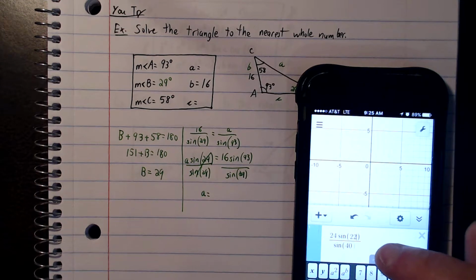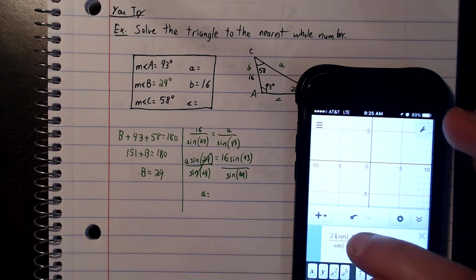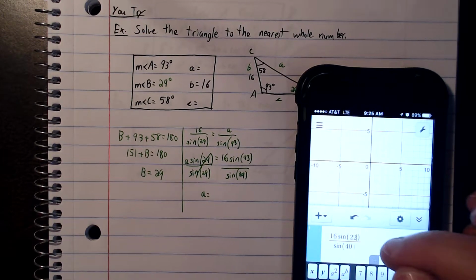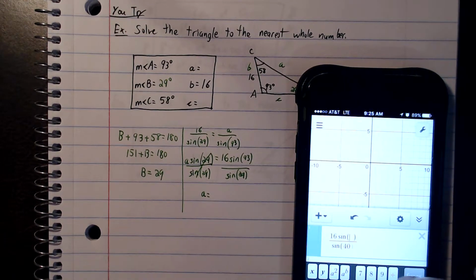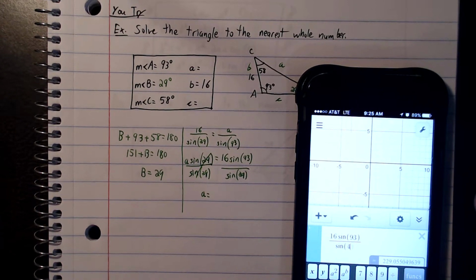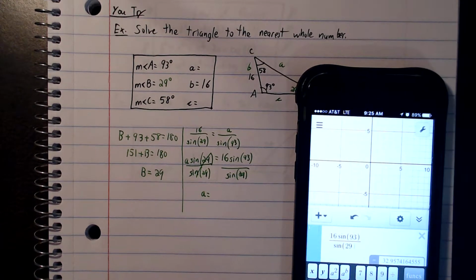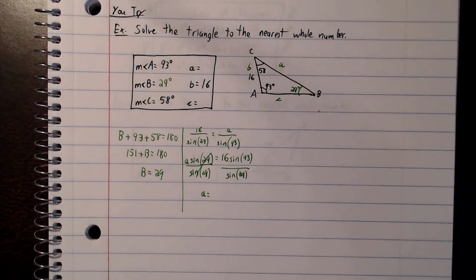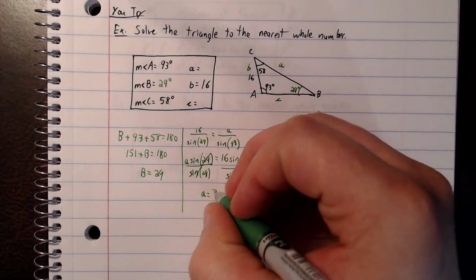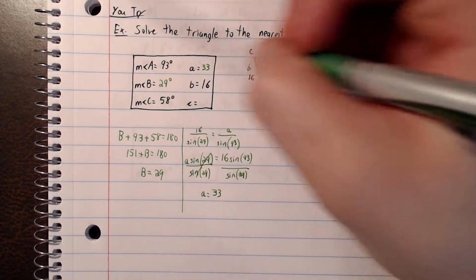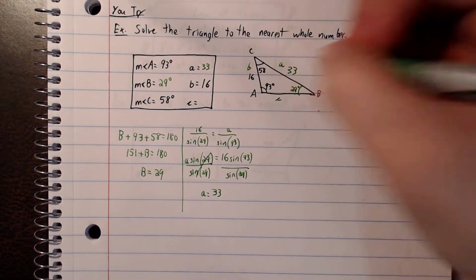Now, I've already got most of the format that I need. I can just click in and change the numbers. That 24 becomes a 16. That 22 needs to become a 93. And then 29 on bottom. And we come up with 32.9. So that's going to round up to 33. That side A is going to be 33.